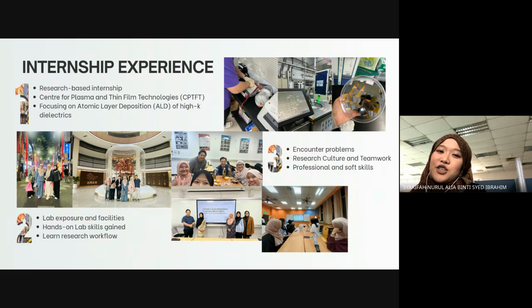So overall, this internship really strengthened my interest in semiconductor and advanced material research. It gave me a clearer picture of how research works in real life and motivated me to keep improving myself in this field and to be a better material engineer in the future. I think that's all for the internship experience.